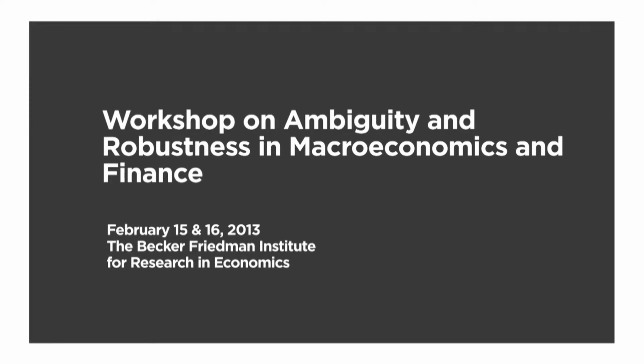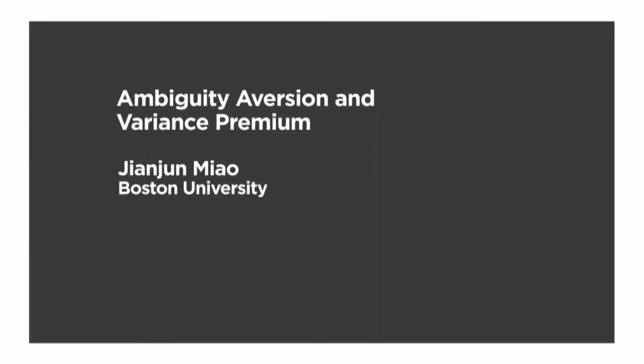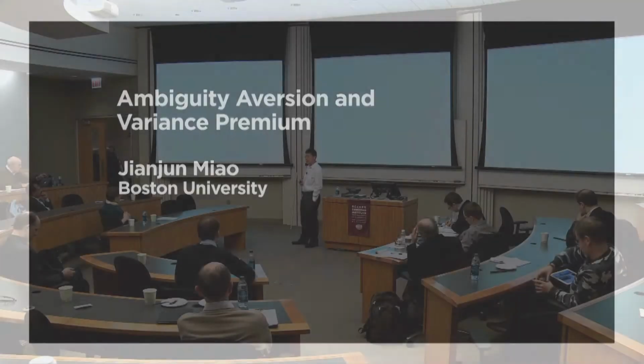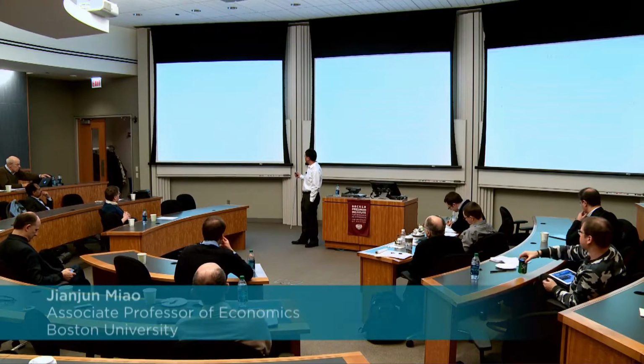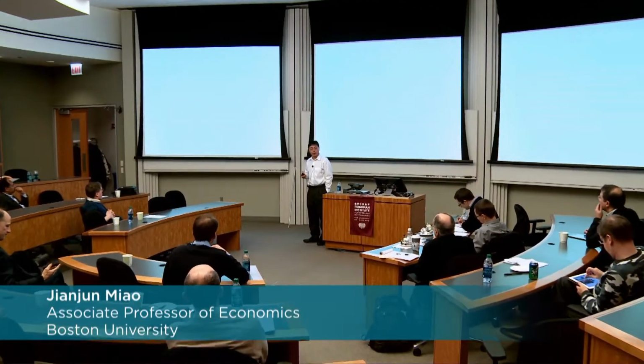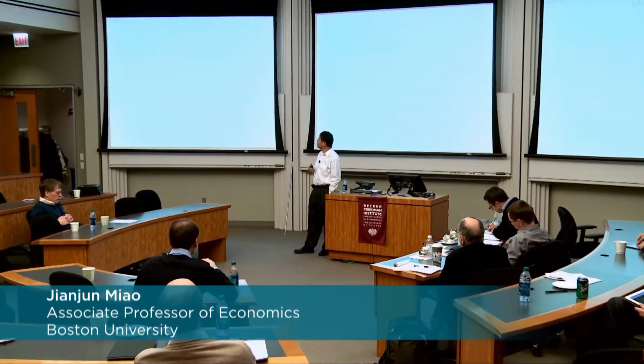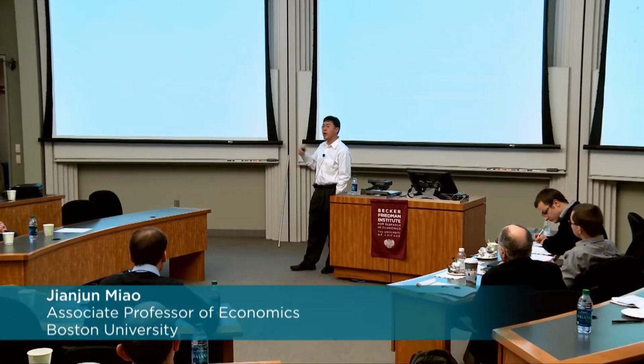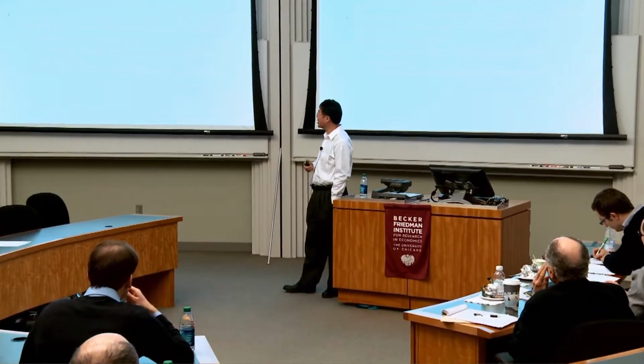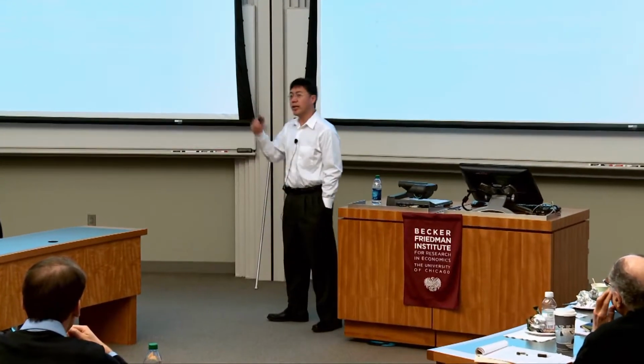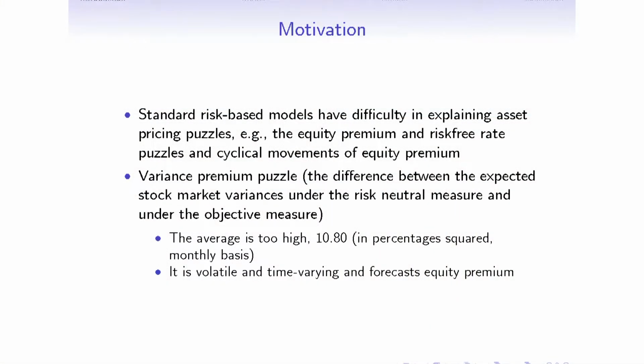Let me start with the motivation. As is well known, the standard risk-based models have trouble explaining many asset pricing puzzles. Here are at least some of the best-known examples. First one, the equity premium puzzle. The equity premium implied by the standard model is too low compared to the data. The risk-free rate is too high compared to the data. And also, the equity premium is time varying, it's very volatile. So these are the puzzles the standard models have trouble explaining.